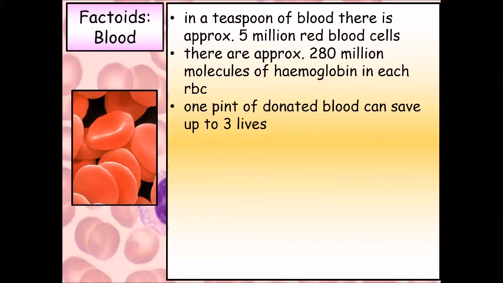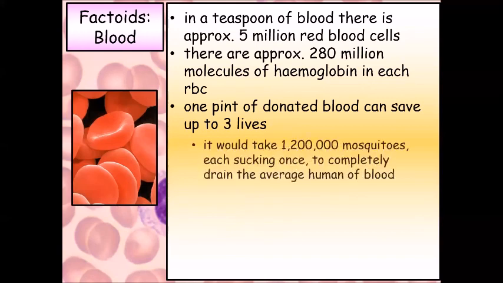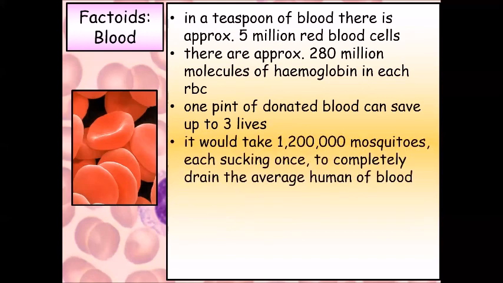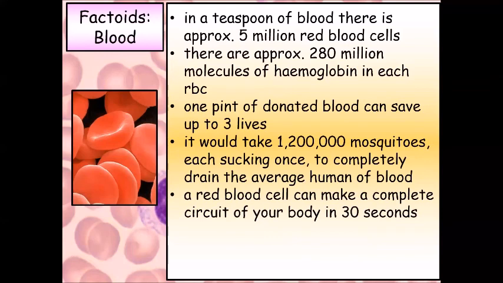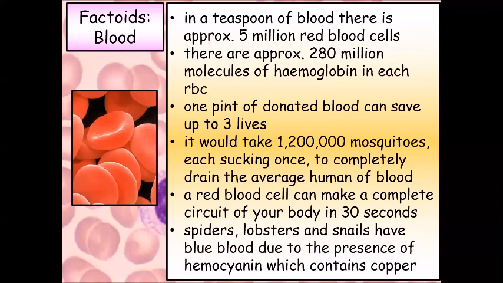I found this fact, and I just thought I have to share this one with you. It takes over 1 million mosquitoes to drain an average human's blood. And last ones to finish off on. It takes about 30 seconds for a red blood cell to move completely around your body. So when it leaves the heart to when it returns, it's about 30 seconds, roughly 30 heartbeats. And spiders, lobsters, snails, that sort of thing, have a lot of copper in their blood, so it actually makes it blue. And it's hemocyanin in there. Hemo, blood, cyan, blue. Anyway, that's all the facts for now.